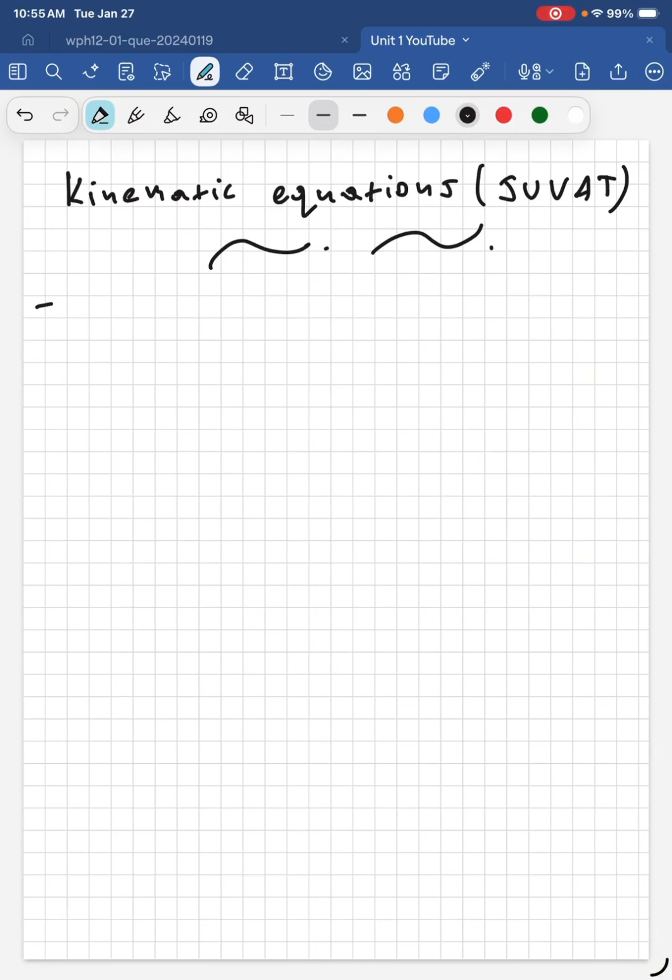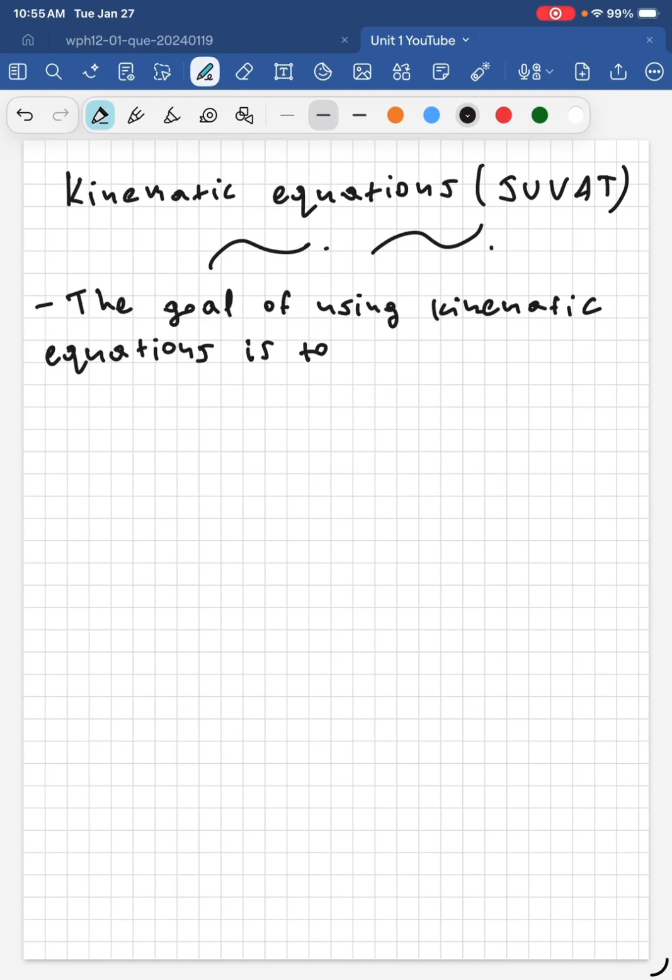So the goal, let's start with this. The goal of using kinematic equations, okay, is to determine any of the following physical quantities.